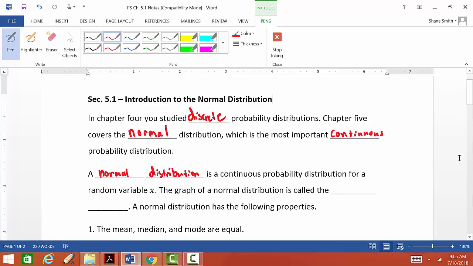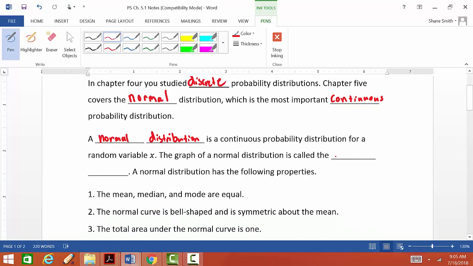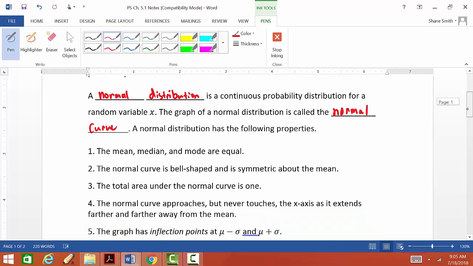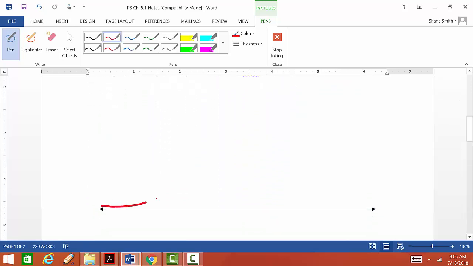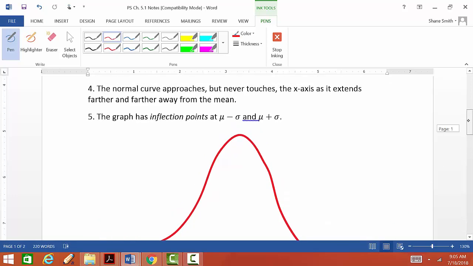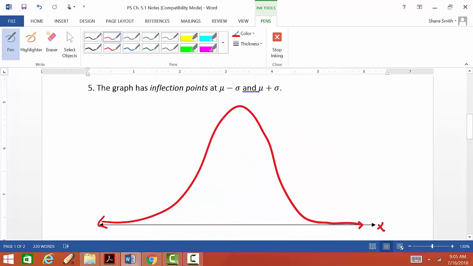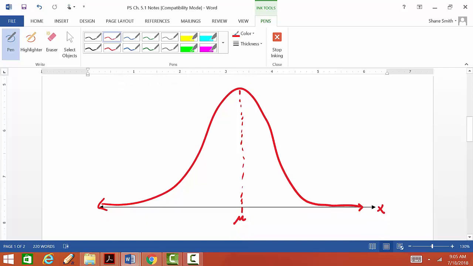Okay, so the graph of a normal distribution is called the normal curve, and it has the following properties. The mean, median, and mode are equal. To illustrate this, before I go through all the properties, this is your normal curve, so it has this bell shape, right? And I'll just make this the x-axis. The mean, median, and mode are equal because it's tallest in the middle, and it's symmetric, so the mean, median, and mode are the same.